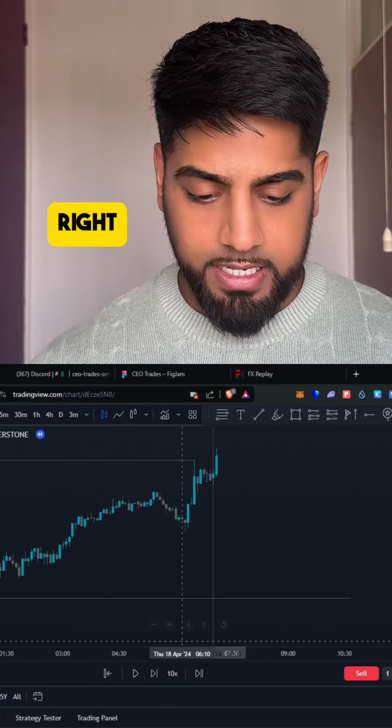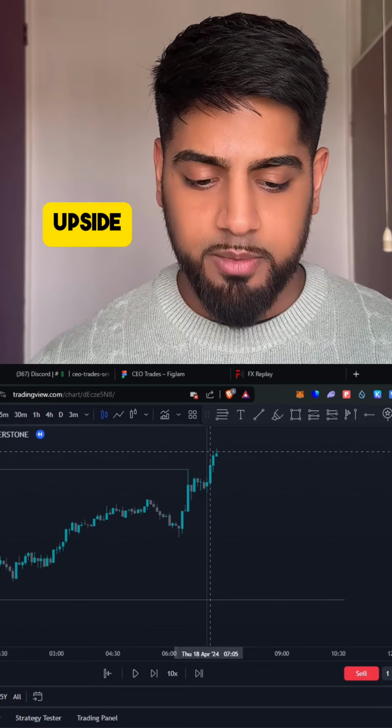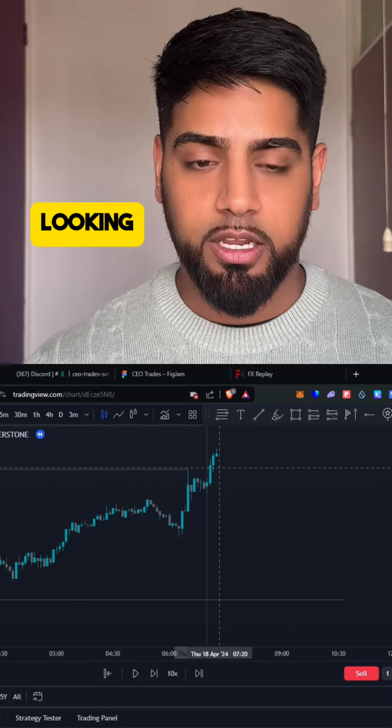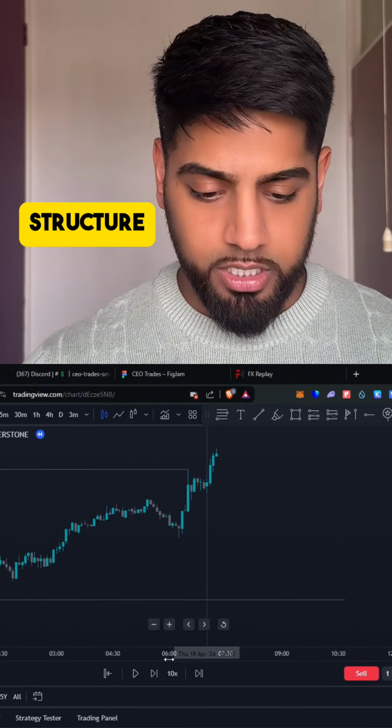And as we can see right here, the market sweeps to the upside. Therefore, once the market has swept to the upside, we now know that we are actively looking for short positions. So our next step is to wait for a market structure shift.